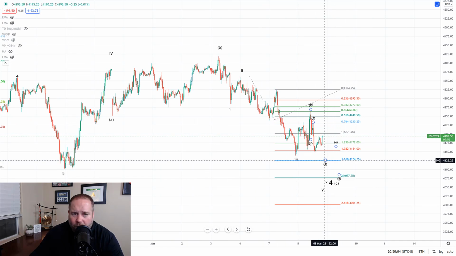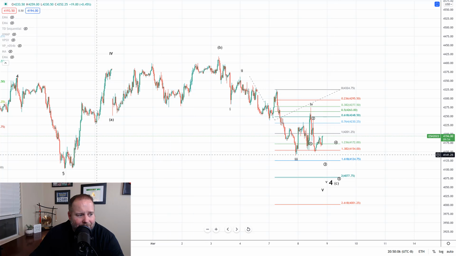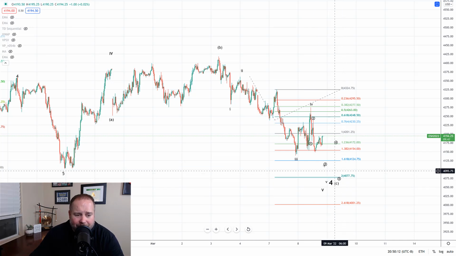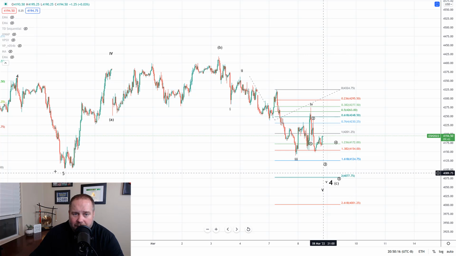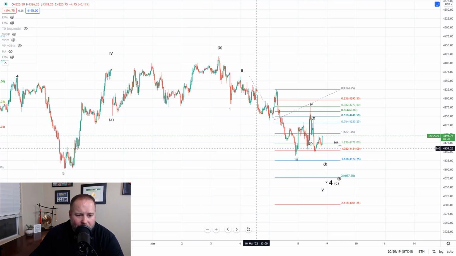It's a good target for wave 3 because it's the 1.618. So I would look for it to test these lows, bounce up in wave 4, and then finally break these lows in wave 5. Now, again, they can extend wave 3 down to this 2.0 and make the break of the lows directly without getting that wave 4 bounce first.